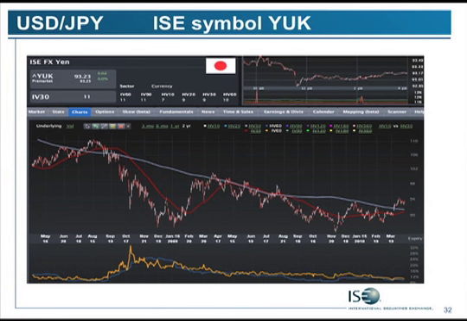All right, so here's the first one. Dollar yen, symbol YUK. So a couple things we're looking at here. When I look at assets, I look at number 1, the price. Number 2, of course, the trend a bit. Number 3, I want to know what's happening in volatility. So the volatility is in the lower pane.